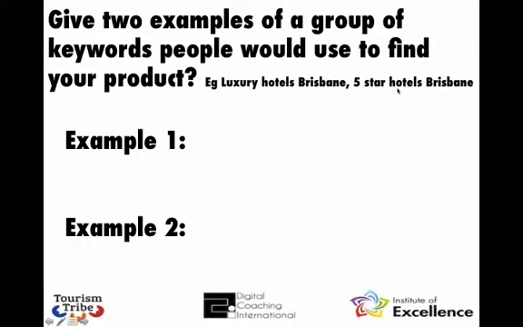Okay. So the other thing that I'd like you to think about, so we can really use our time effectively, is what 2 examples of a group of keywords people will use to find your product. So have a think about it now. For example, you could look at luxury hotels Brisbane or 5-star hotels Brisbane. So if you just think about using your notebook, or you can make your little notes however you like, but you've got your word. What group of keywords will work really well for you?